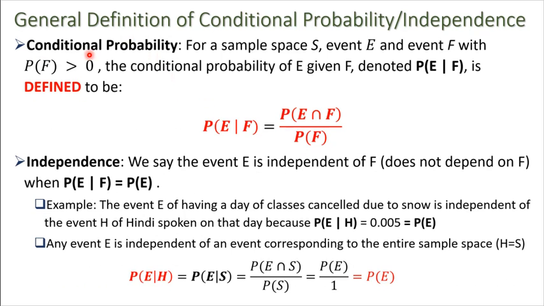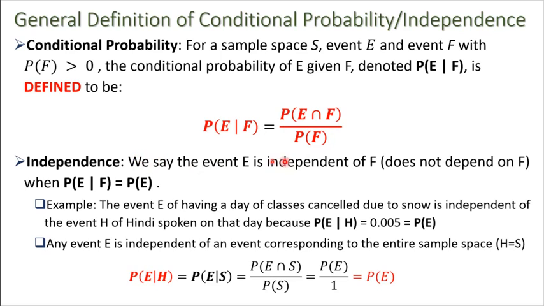So in general, the conditional probability for a sample space S, an event E, and an event F, with the probability of F being greater than 0, the conditional probability of E given F, which we again denote P with E vertical bar F, is going to be defined to be the probability of E intersect F. That means the probability that the outcome is both an E and F, divided by the probability of F itself.